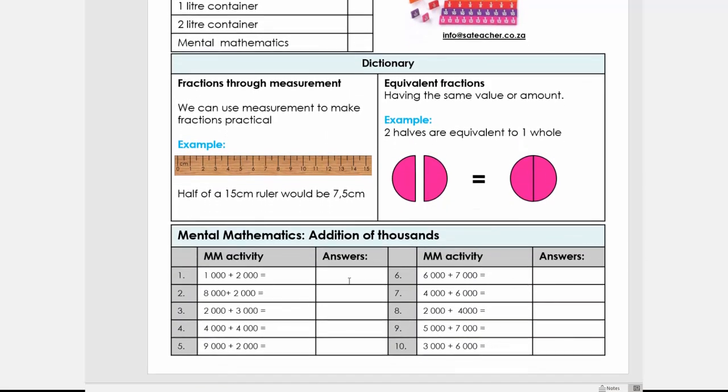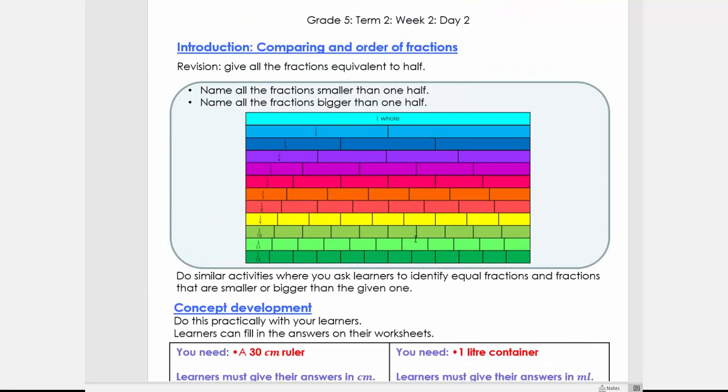So it's time now for your mental mathematics. So you're going to pause the activity and your children or learners are going to do this orally or in a written format. I want you to pause. Then we're going to unpause, we're going to reveal the answers, and we're going to mark it. Let's then go to the activity for today.